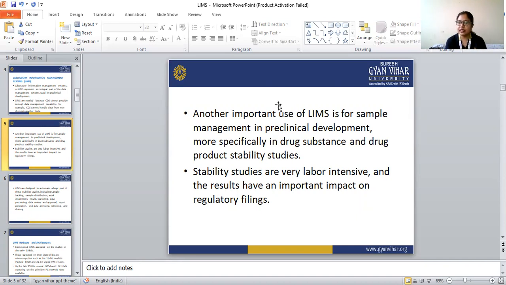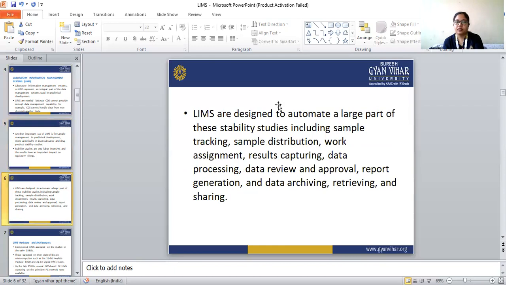Stability studies are very labor intensive, and the results have an important impact on the regulatory filings. These LIMS are designed accordingly to automate a large part of these stability studies.